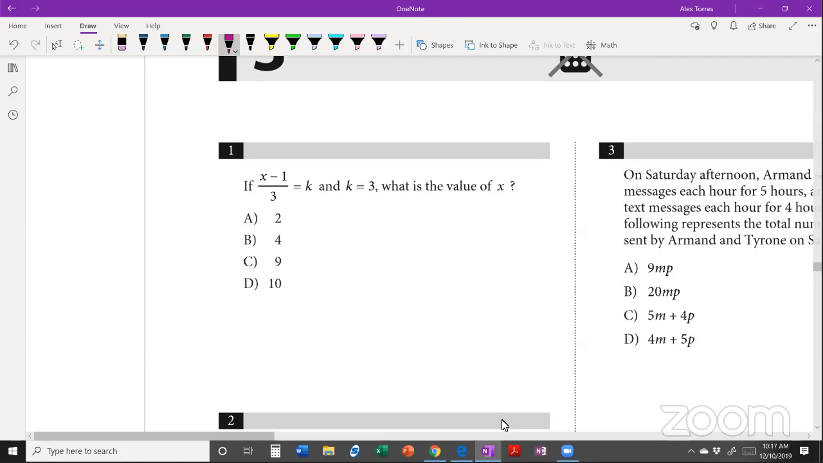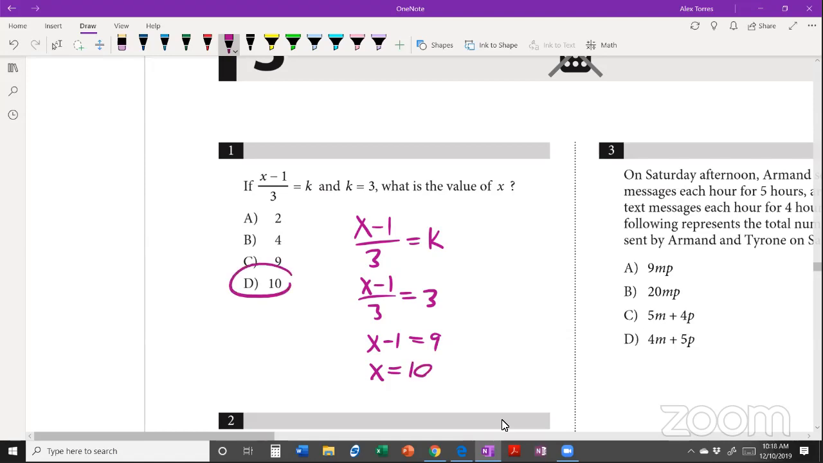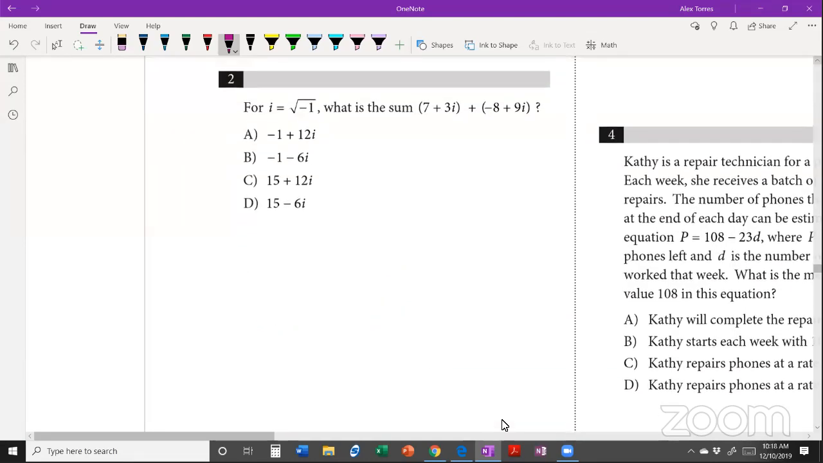Question number 1 has this equation, and k equals 3, so we'll fill that in as 3. Now you can solve by multiplying both sides by 3. That'll get rid of the 3 on the left and turn the right-hand side to 9. And add 1 to both sides, and x is 10 on this nice, easy first problem in the section. Going to number 2 now.